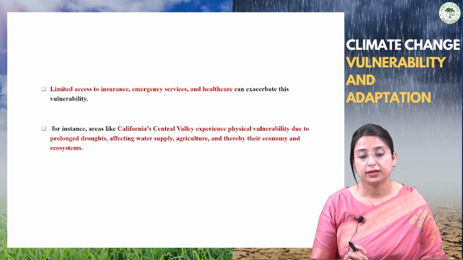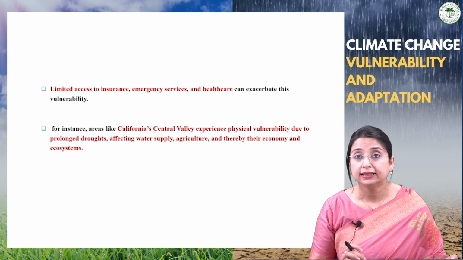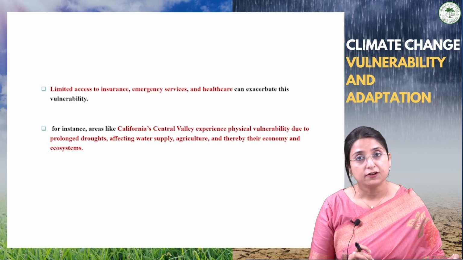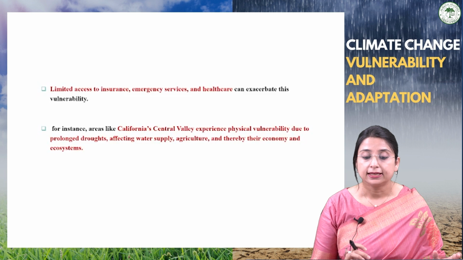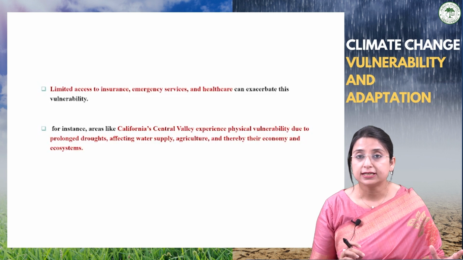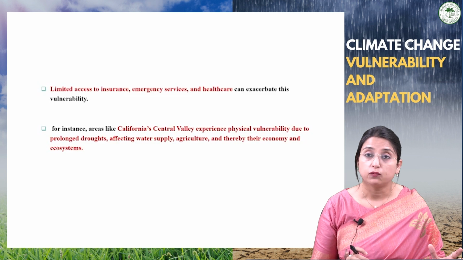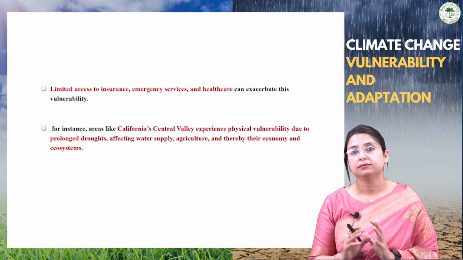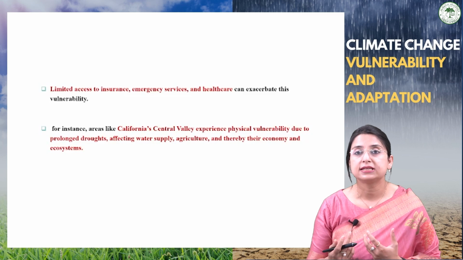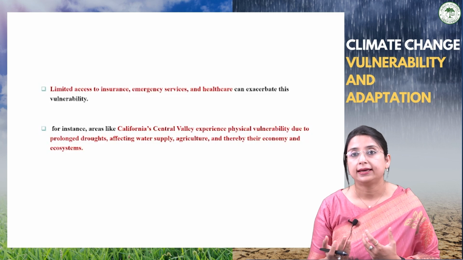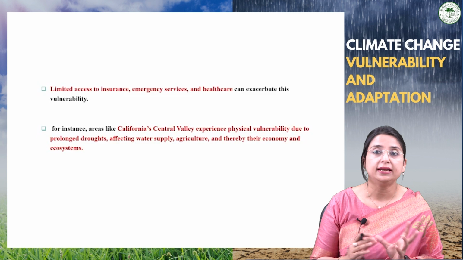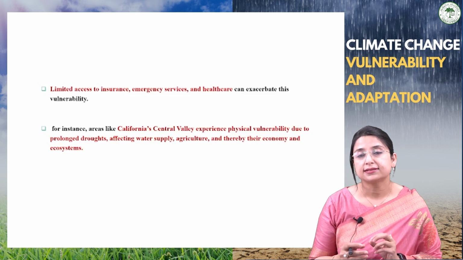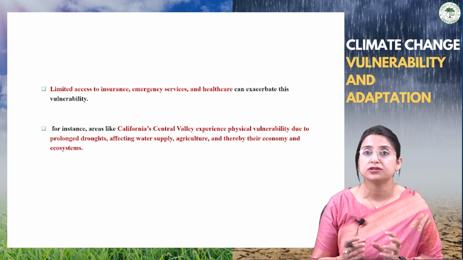Limited access even to insurance, emergency services, and health care also requires financial assistance, and if it is not available then that can exacerbate this vulnerability. For instance, areas like California's Central Valley experience physical vulnerability due to prolonged droughts affecting water supply and agriculture, and thereby their economy and ecosystem. Basically, these are the countries whose economy is dependent upon the primary sector like agriculture, fishing, or lumbering. These sectors are directly or indirectly very much dependent upon the climate, so if there is a negative climatic impact, the economies of these regions will certainly be impacted.